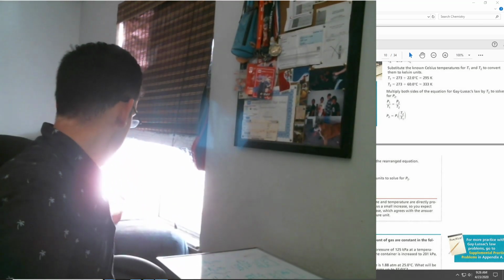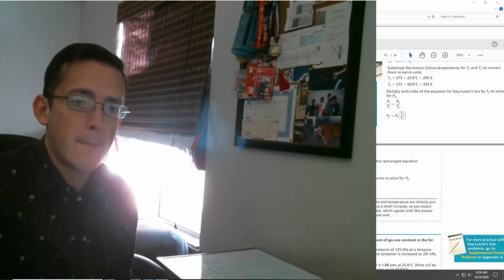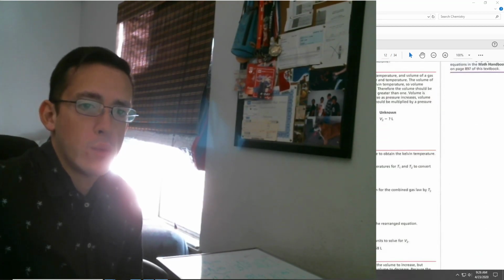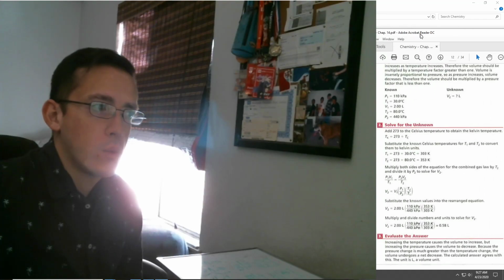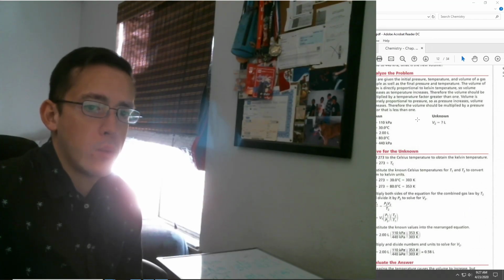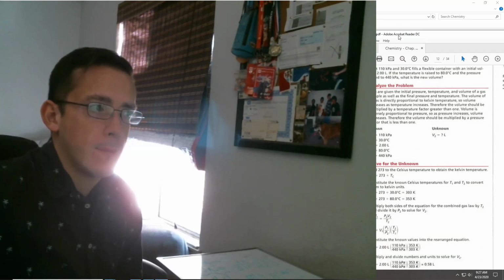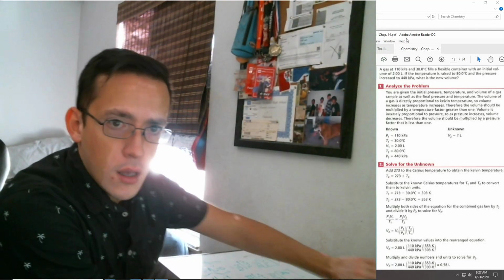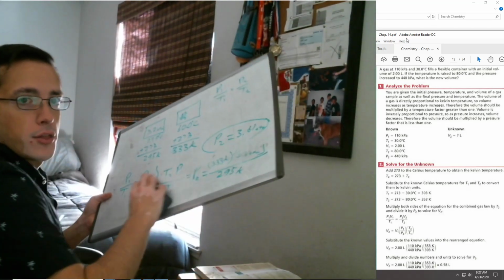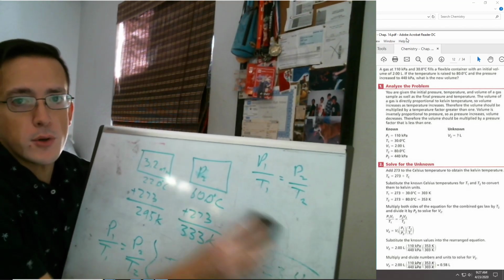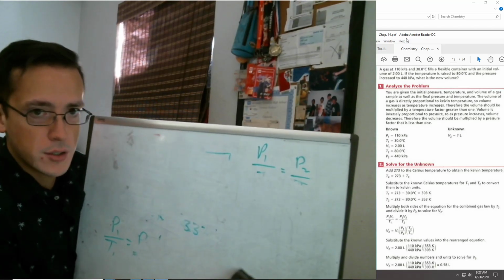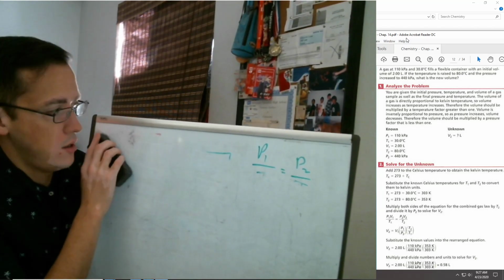Now let's go ahead and go to the combined gas law. A gas at 110 kilopascals and 30 degrees Celsius fills a flexible container with an initial volume of 2 liters. The temperature is raised to 80 degrees Celsius and the pressure increased to 440 kilopascals. What's the new volume?